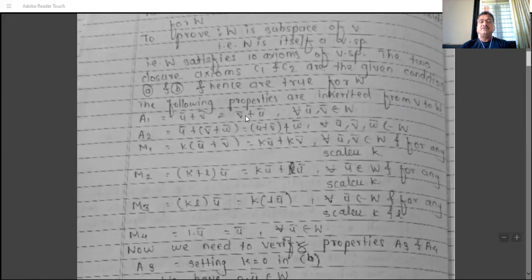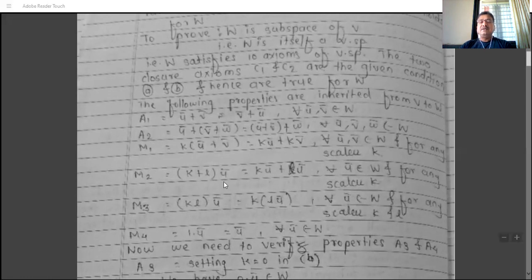A1: U bar plus V bar is equal to V bar plus U bar for all U bar, V bar belonging to W. A2 property: U bar plus V bar plus W bar is equal to U bar plus V bar plus W bar for all U bar, V bar, W bar belonging to capital W. Then M1: K times U bar plus V bar is equal to K U bar plus K V bar for all U bar and V bar belonging to W and for any scalar K.